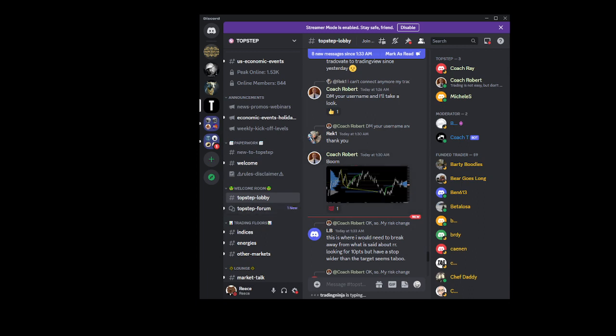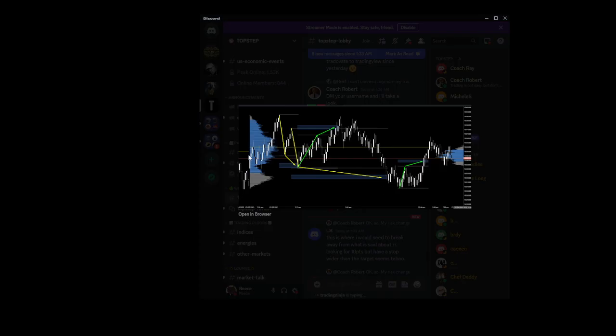Guys, I'm sure he's a profitable trader and all that good stuff. But what is this? You can't even see the down candles. That might just be the image. But what is this volume profile, guys? It's covering up price data with what? With noise, with nonsense.